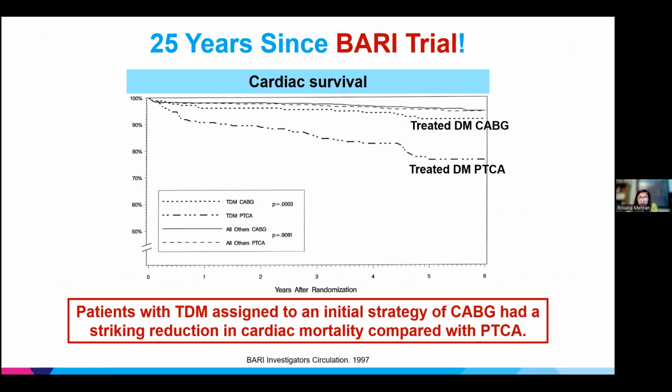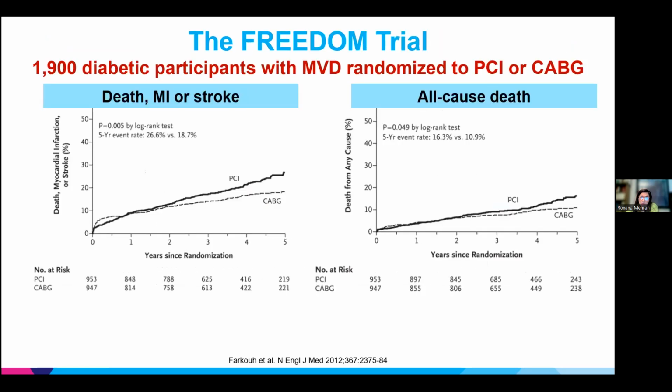In fact, if you look at the 25 years data from the BARI trial, because it's been 25 years since then, and if you remember the data that was presented of the 6-year, the late data, showed CABG to be better than PCI, but there's so much that has gone on since BARI 25 years ago. And of course, we have to rethink that, are there better ways that we could treat these patients?